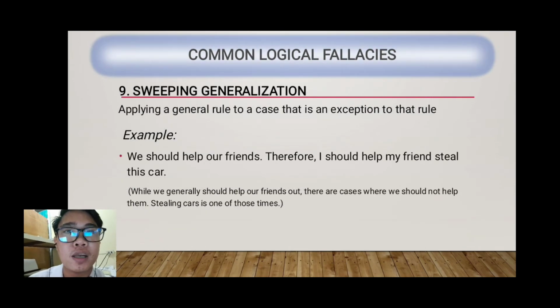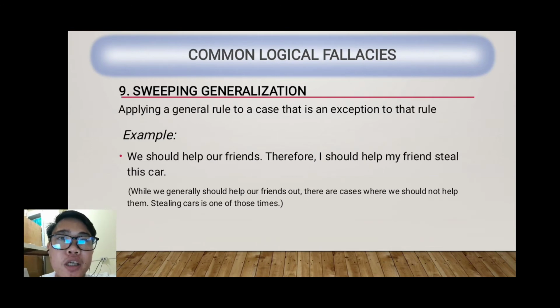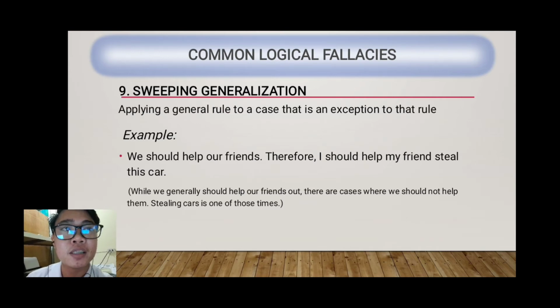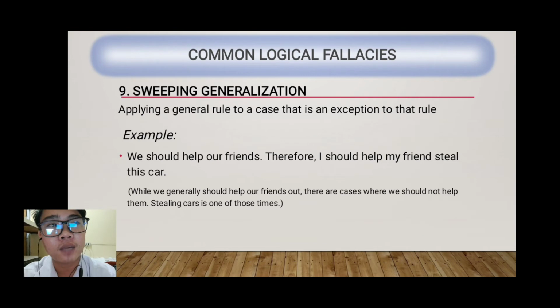Another, sweeping generalization. In sweeping generalization, applying a general rule to a case that is an exemption to that rule. Very common. Okay, we should help our friends. Therefore, I should help my friend steal this car. Is that enough reason, guys? That if you are friends, then you can just tolerate what he or she is doing? Diba?